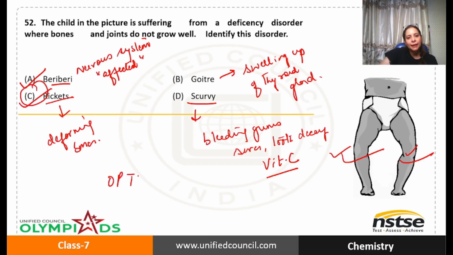So which option is correct, students? It is rickets. This picture shows that the child is suffering from rickets. Therefore the correct answer is option C.